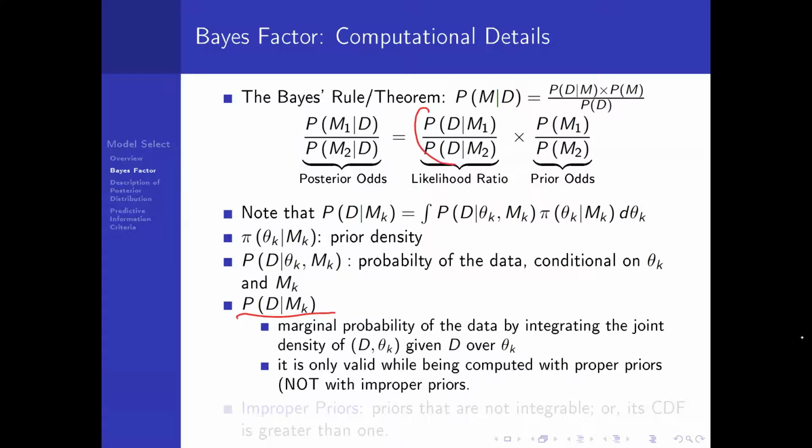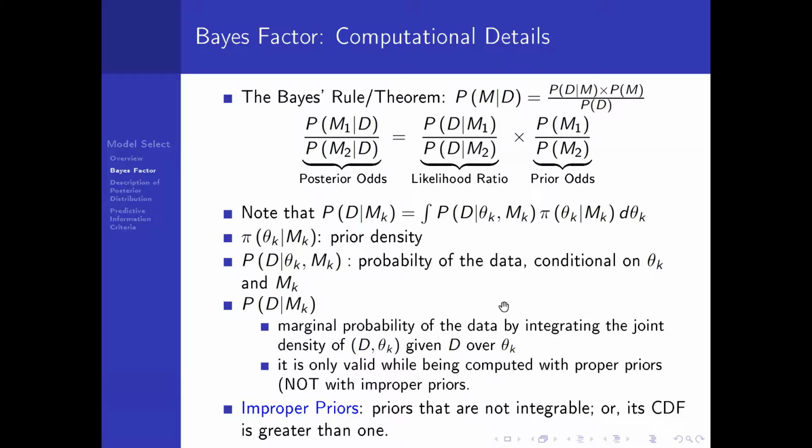Because we're going to calculate the likelihood ratio, and so we need to compute this marginal probability in the numerator for model 1, and the marginal probability in the denominator for model 2, and it is only valid while being computed with proper priors. So if we're given proper priors, since we need to integrate out, right? Proper priors.